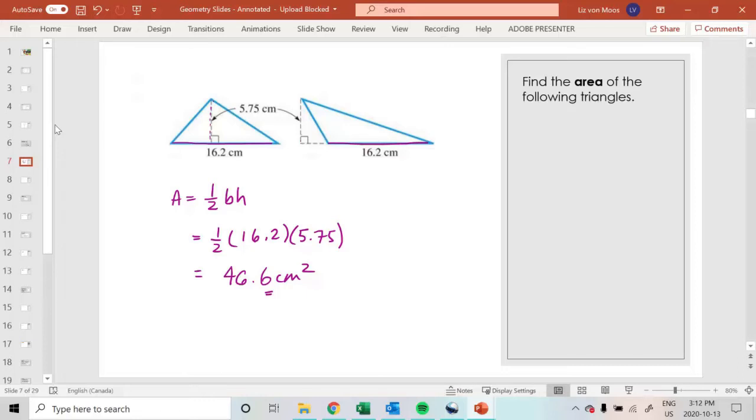How am I sure that it is centimeters squared? Well, the 1/2 is unitless. 16.2 is measured in centimeters. 5.75 is measured in centimeters, and centimeters times centimeters is centimeters squared, giving us our final answer of 46.6 centimeters squared.